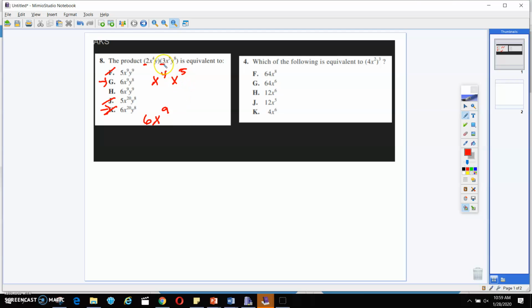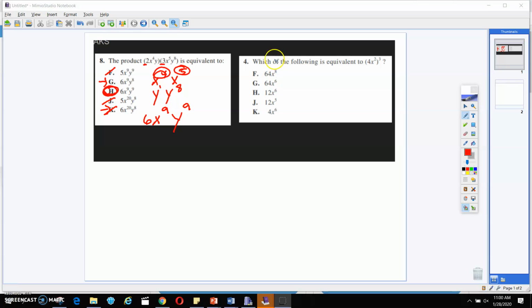Okay, so then we're going to multiply our y's. So we've got y to the 1st power times y to the 8th power. So that means that we're going to add our exponents together. So what's 1 plus 8? 9. So that's going to give us our answer as being H.